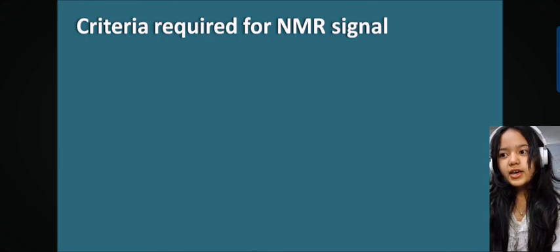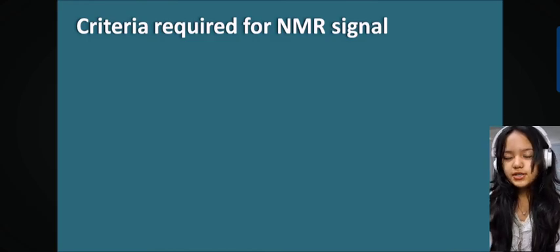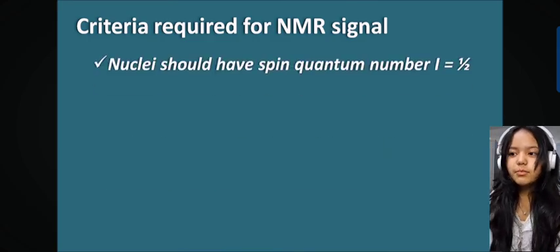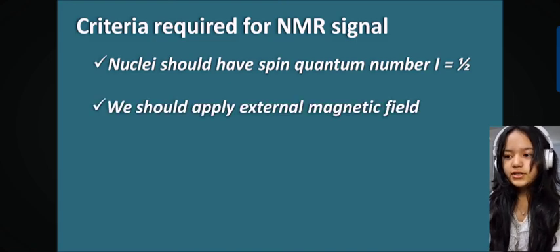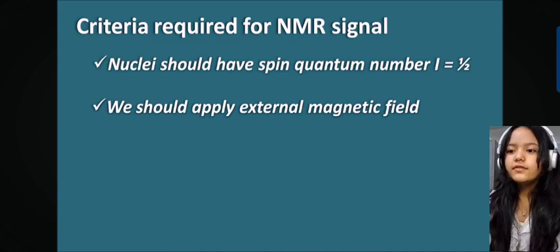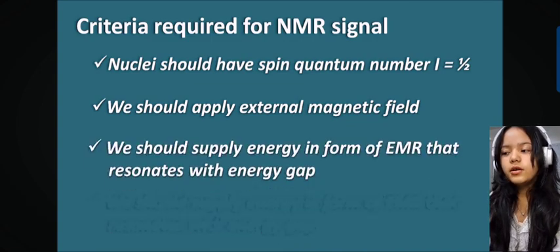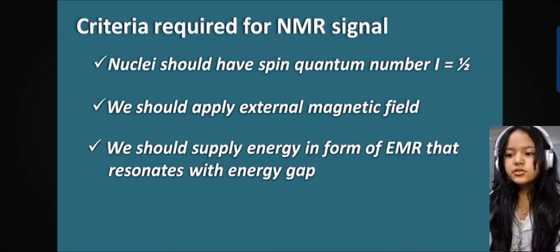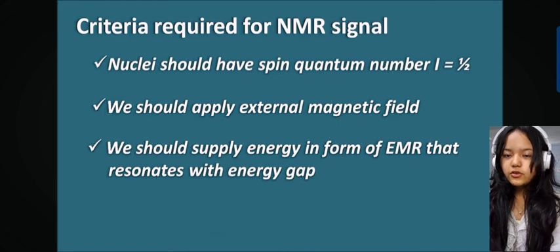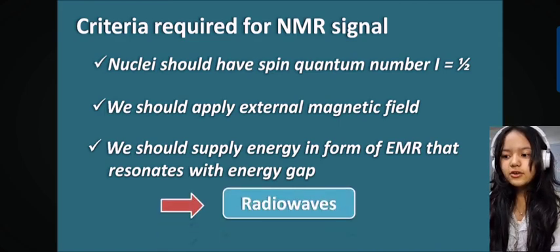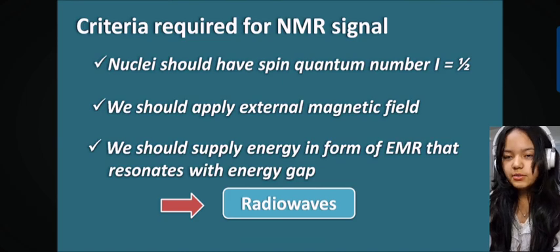First, nuclei should have spin quantum number I equal to half. Second, we should apply an external magnetic field, and under this influence only the nuclei can have two spin states. And third, we should supply energy in the form of EMR that resonates with the energy gap. For most of the nuclei, the energy gap resonates with radio waves. So we can supply radio waves as the electromagnetic radiation in order to observe the NMR signal.